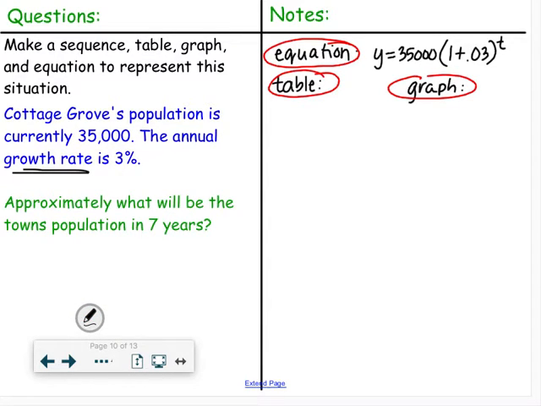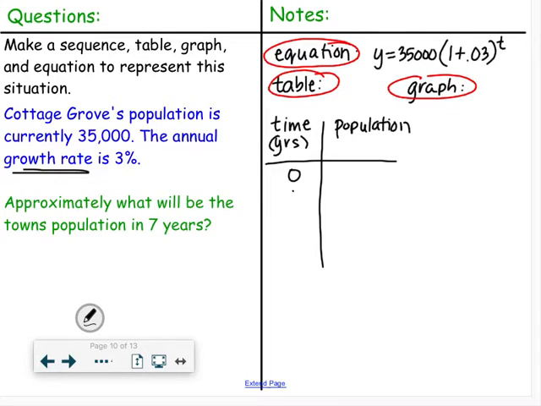So in my table, I am going to have time in years and population, so 0, 1, 2, 3 again, 35,000 for the starting population. And we said that this is growth, so this one's going to be going up. So 35,000 times, oh, I know what I need to do up here. I'm going to move something for a minute. Oops.